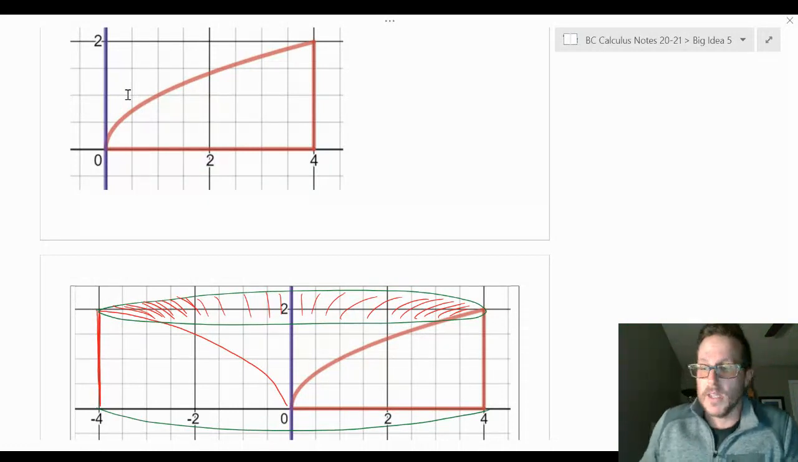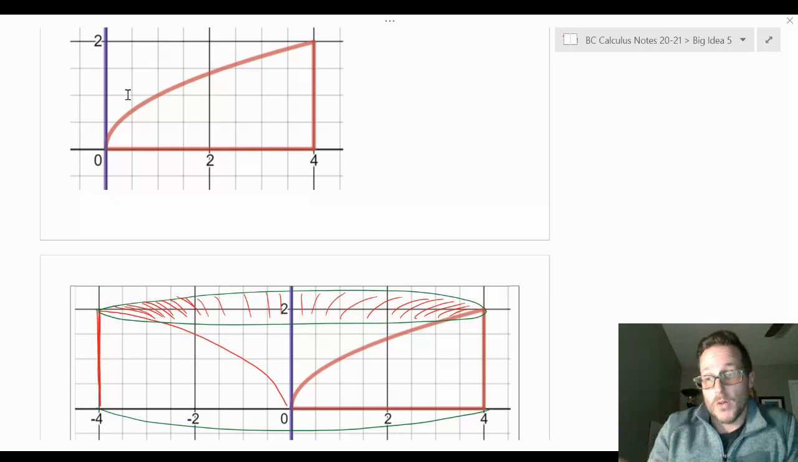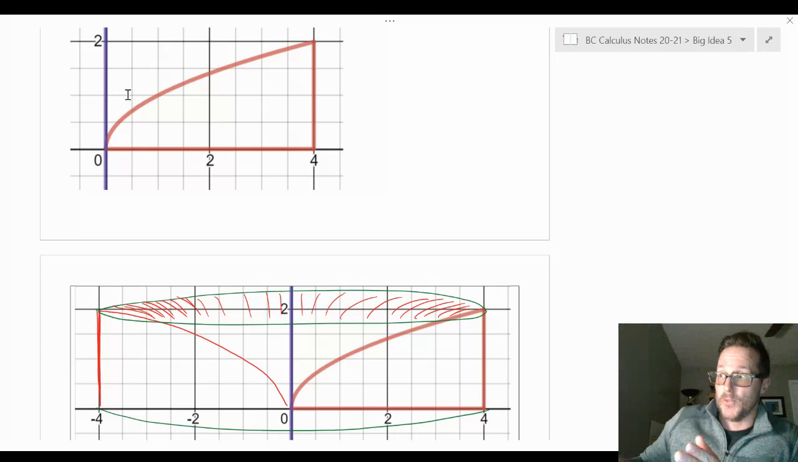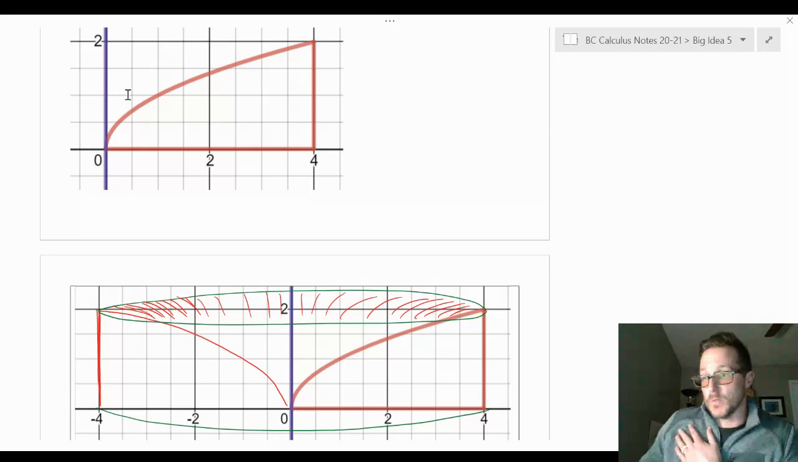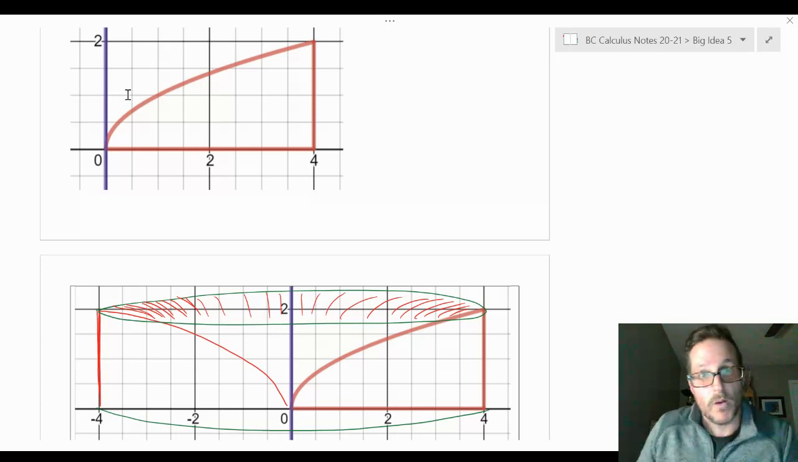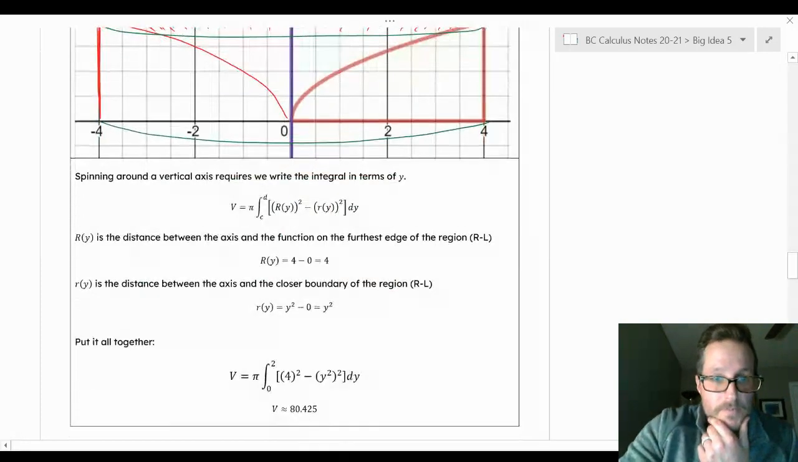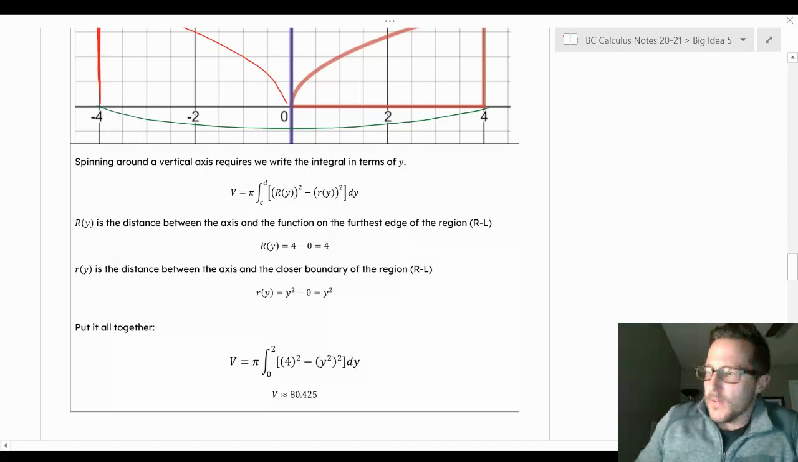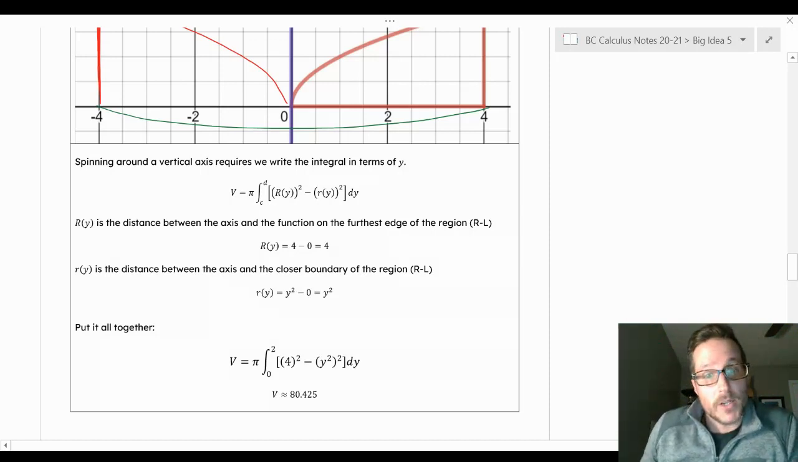That's the big radius. Small radius time, that's from the center of rotation, so the axis, y-axis, to the closer boundary. Well, that's x equals y squared. So y squared being on the right, y-axis being on the left, we know what the little radius is. It's y squared minus 0. So here is all of that information right there. Big radius in terms of y, little radius in terms of y, and then we put it all together there.